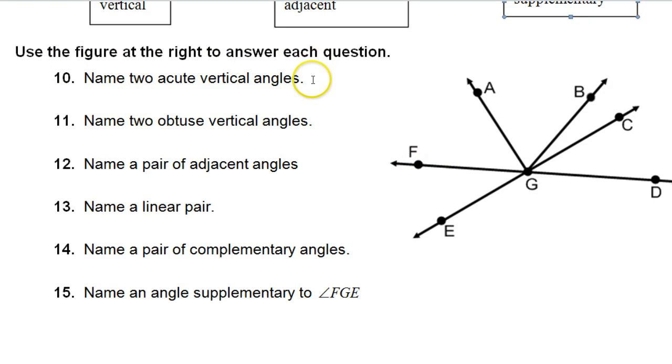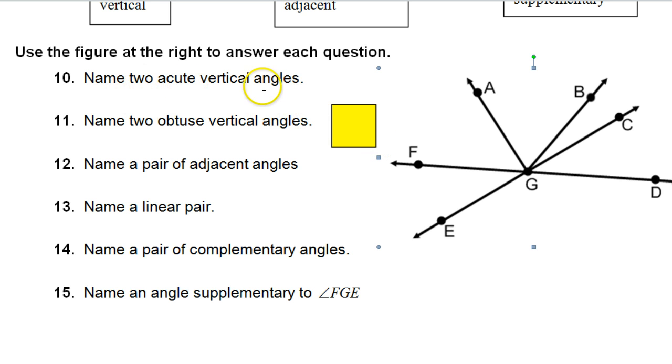Use the figure at right to answer each question. Okay, bring it. Name 2 acute vertical angles. Remember, acute means less than 90 degrees. And I can use this square to help me judge if I need to, because every corner of this square is a 90-degree angle. So if it's going to be acute, it has to be smaller than this corner. And if it's going to be obtuse, it needs to be larger than 90 degrees, larger than the corner.